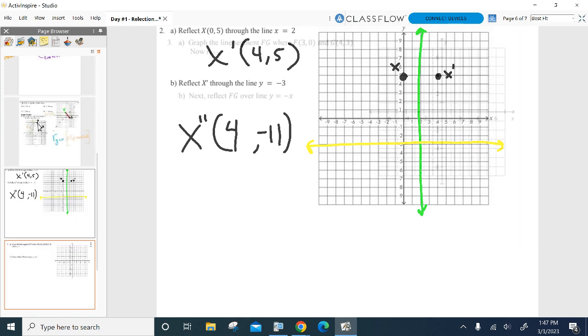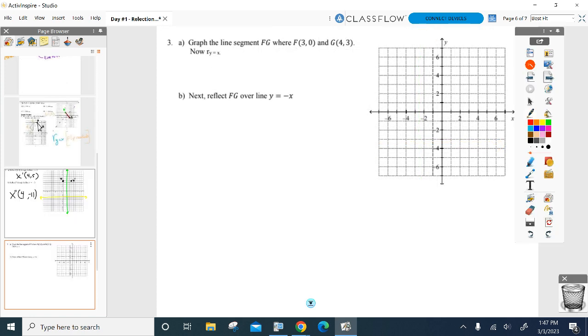How about a line segment here? And I have a new reflection at the end we got to talk about. So line segment FG, F is 3, 0. G, 4, 3. Reflect over y equals x. That's the rule I have to remember. It's not counting. Here's what I have to do to the coordinates.